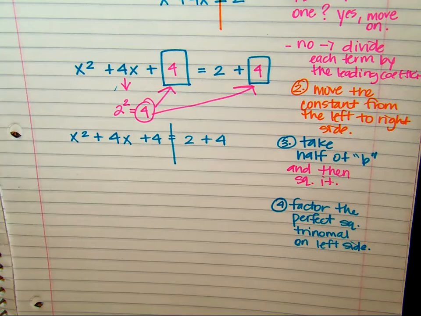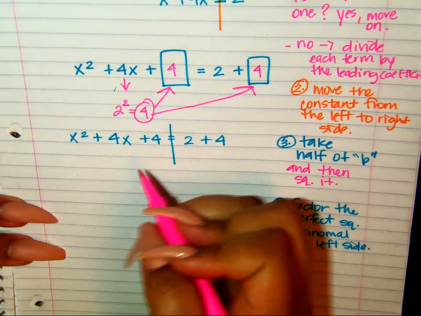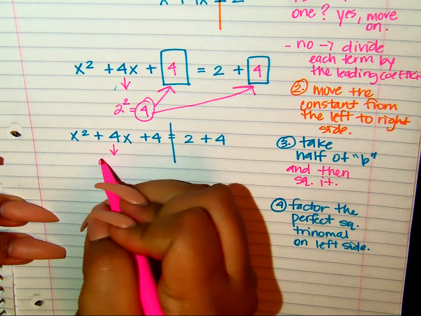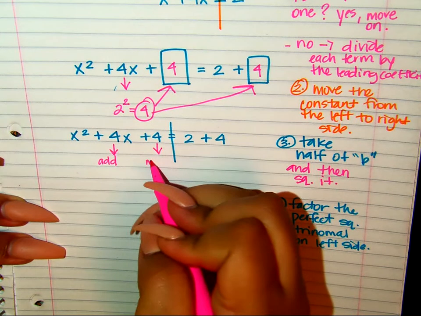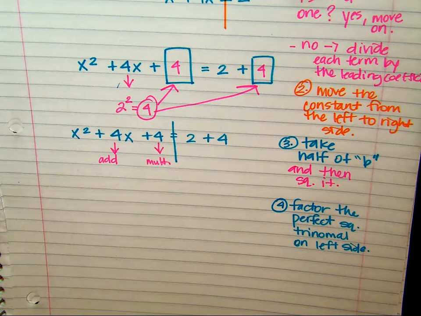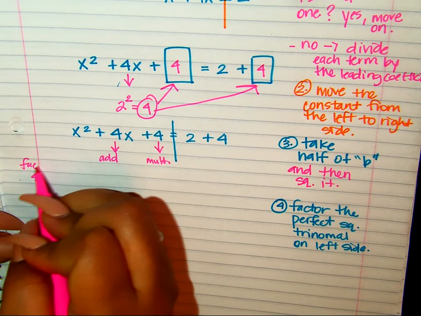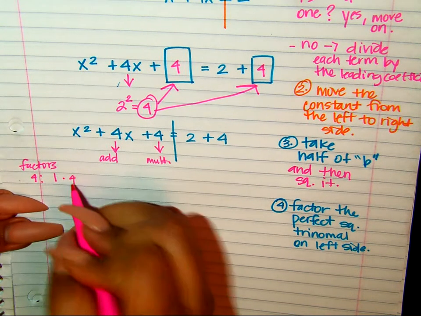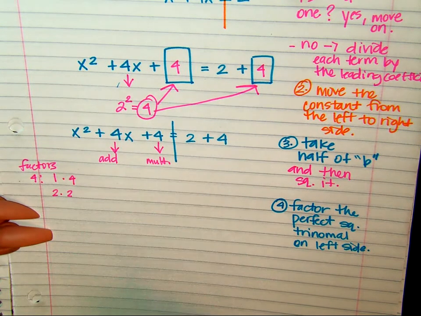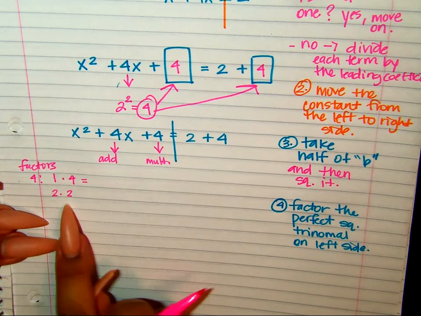Okay. So I need to factor. Remember, this number, we have to add 2 numbers to get this number. For this number, we have to multiply 2 numbers to get that number. So let's go ahead and look at factors of 4. We have 1 times 4 and 2 times 2. We know that 1 times 4 is 4, 2 times 2 is 4.